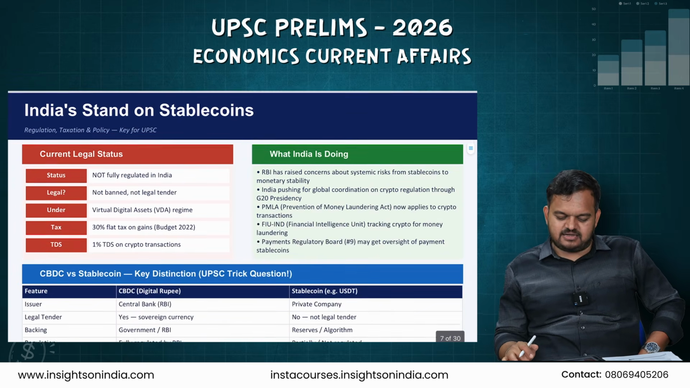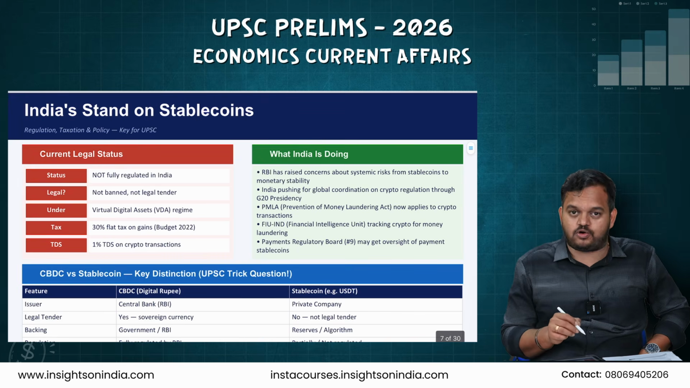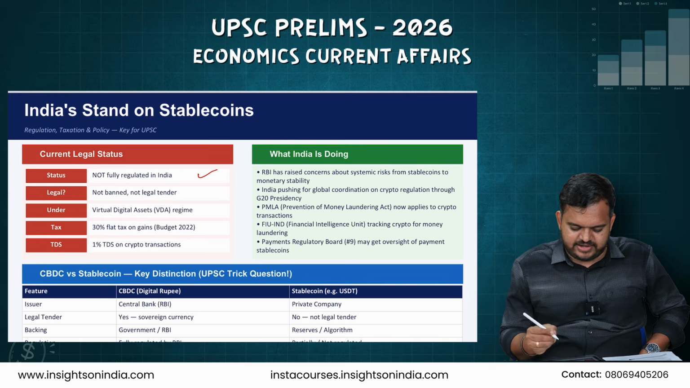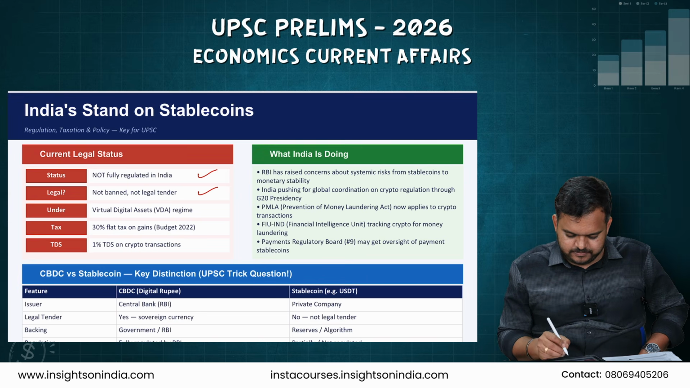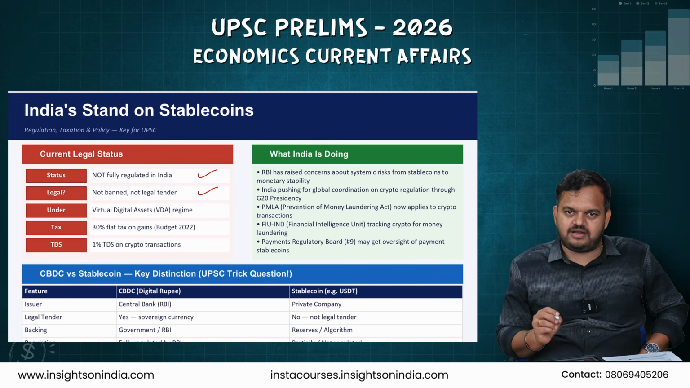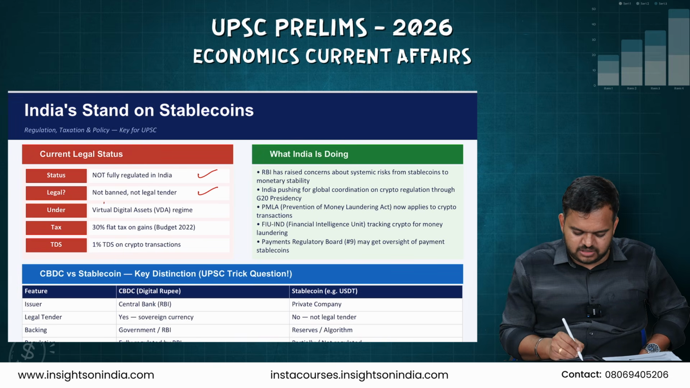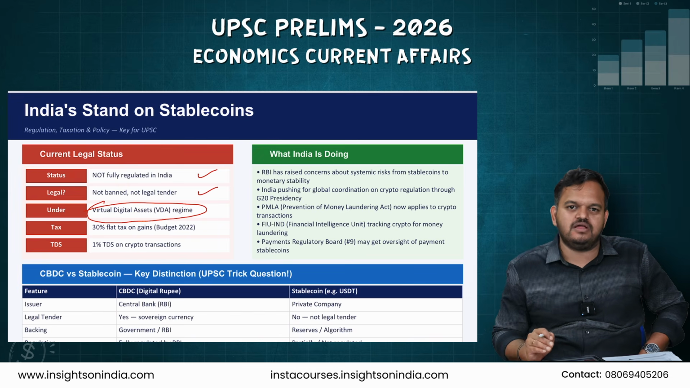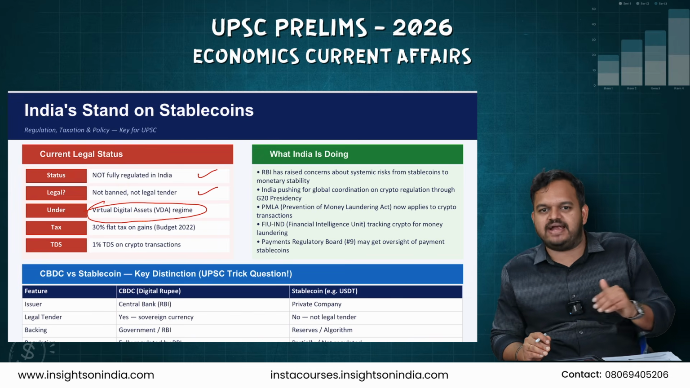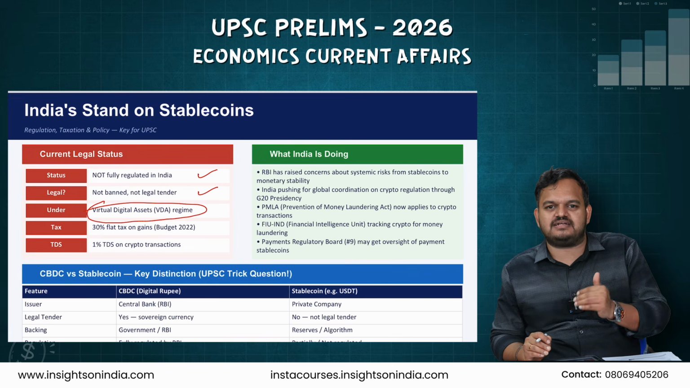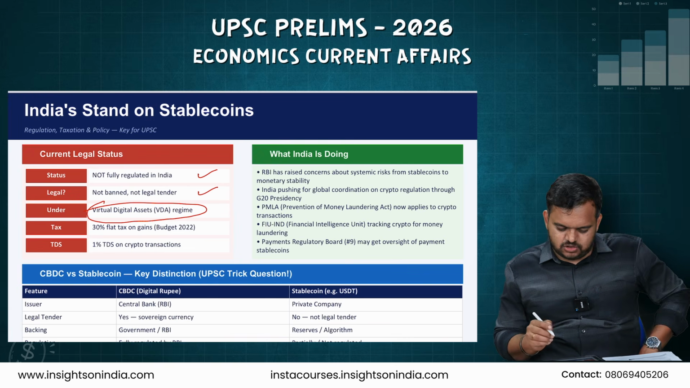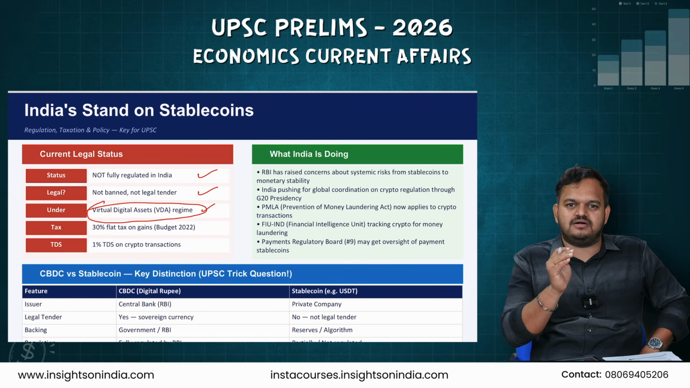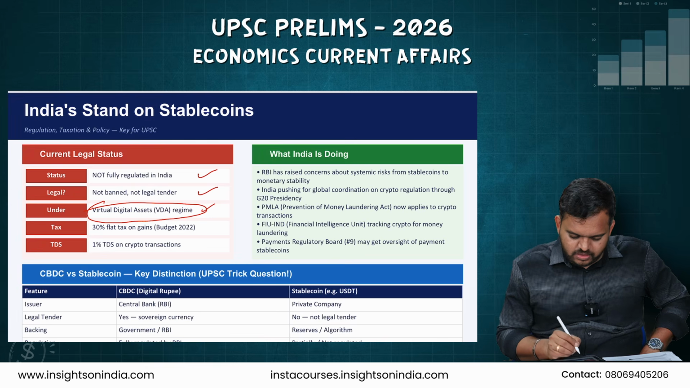What is India's stand on stable coins? Not only stable coins, but any cryptocurrency is not regulated, also not banned. Every crypto coin is considered a virtual digital asset. So in India, crypto exchanges are operating. You can buy or sell, that is not banned, but they are not considered currencies. They are just seen as assets. What kind of assets? Virtual digital assets.